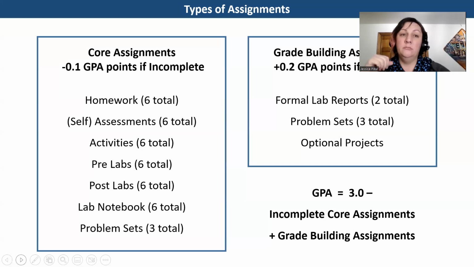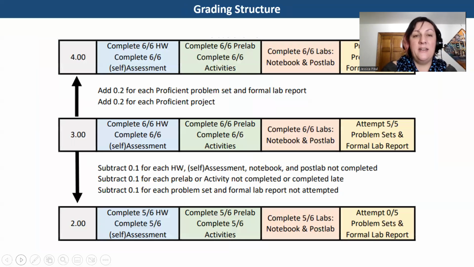So in general, between these two types of assignments, we'll be able to calculate grades hopefully pretty easily. You have a 3.0, and then you just subtract 0.1 for each assignment that's incomplete. And then you add 0.2 for each formal lab report or problem set or project that you complete at a proficient level.